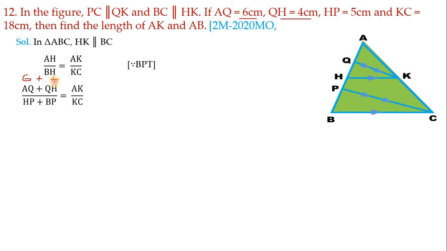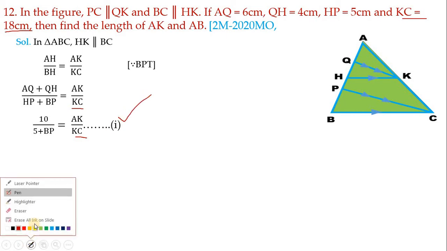So 6 plus 4 is how much? We will get 10. And HP is given, so HP is 5 cm. And BP they have not given; actually, we have to find BP. So the remaining things are written as they are. And one more very important thing here is the KC value, which they have also given here as 18 cm, but I have not substituted it here. I'll tell you later why. Just let it be as it is and call it equation number 1.